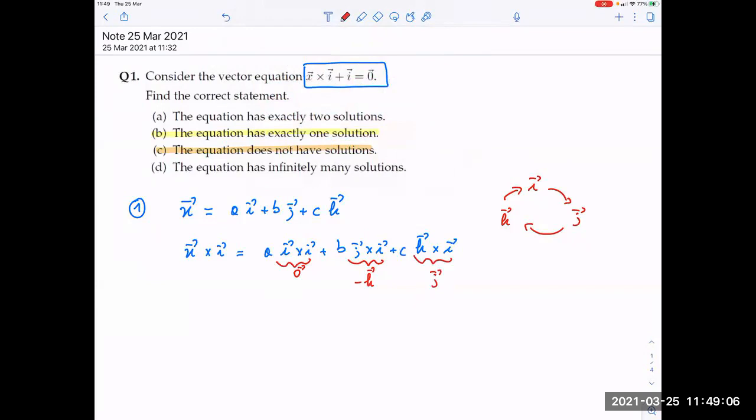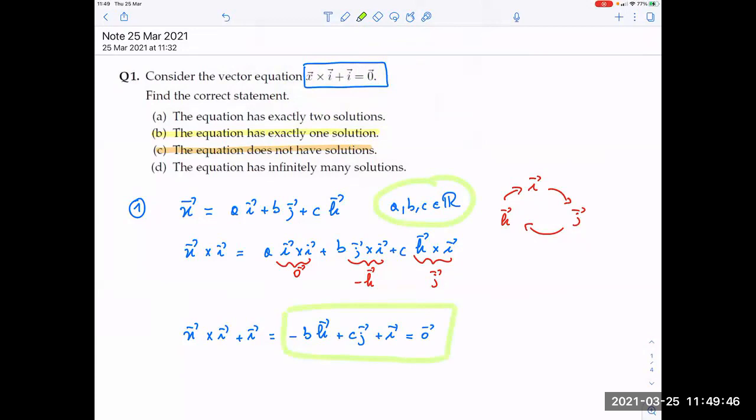Okay, so when we compute x cross i plus i, we will get minus bk plus cj plus i equals 0. So look at this equation now and tell me, what are the solutions? Solution means find a, b, c in R, right? Solve means this, to find this a, b, c in R. So what are the a, b, c that makes this 0? What do you think?